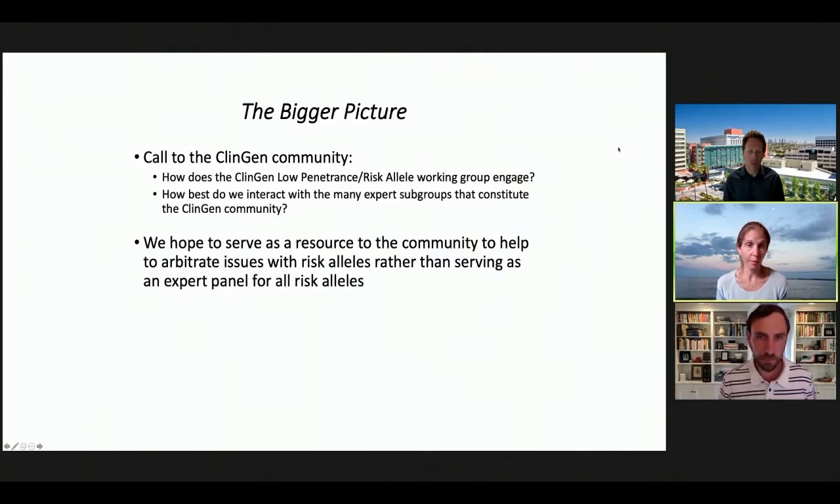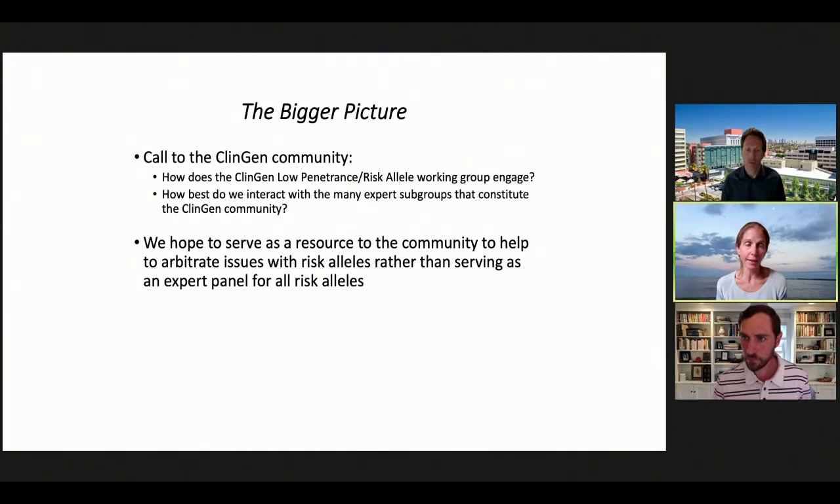Just to show that we can do it. But then the question is how this is maybe a demonstration of the concept, but how does this translate into the larger ClinGen community? There are obviously many different disease and variant groups. How do we translate these recommendations and guidance into all the different groups that pull the community together?